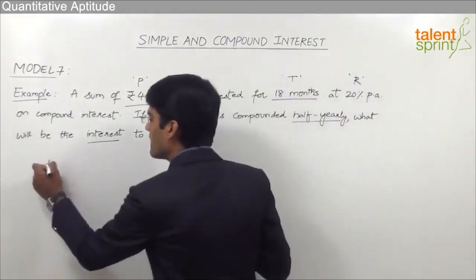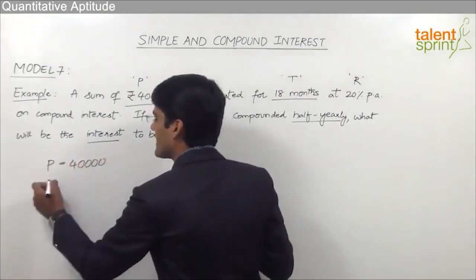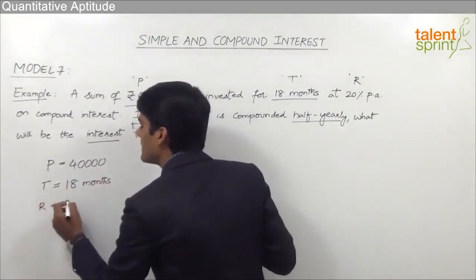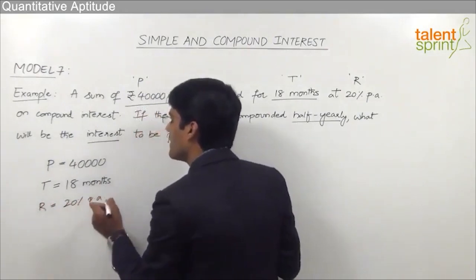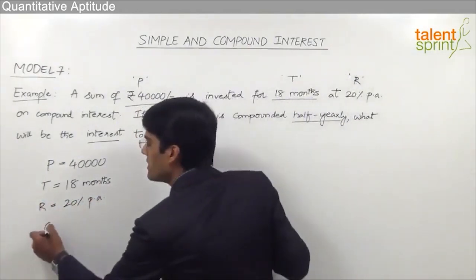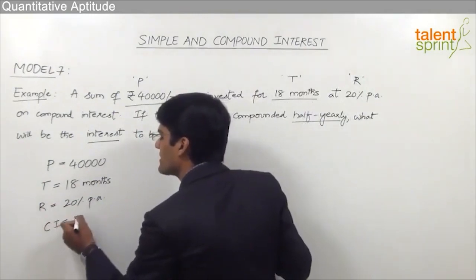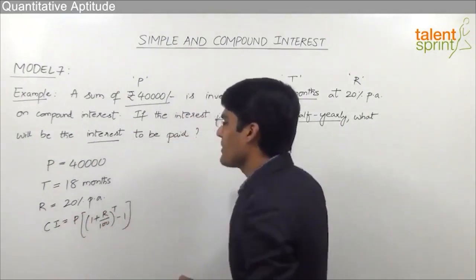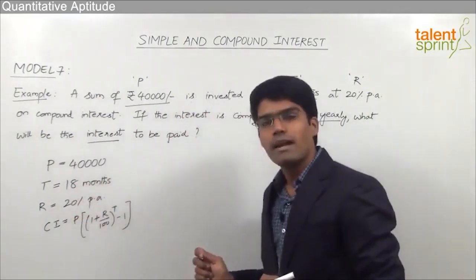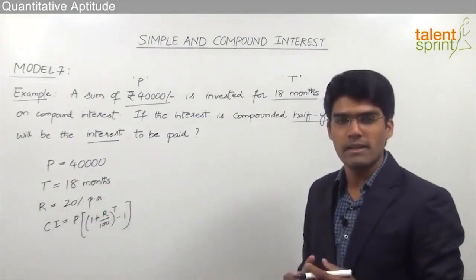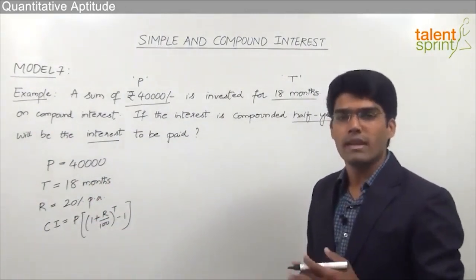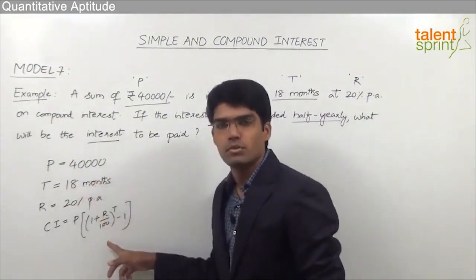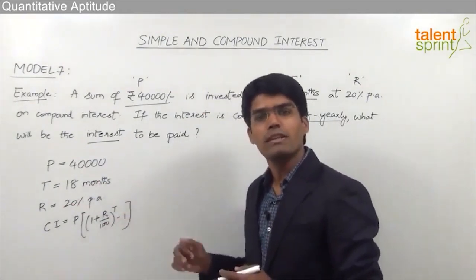So what will be the total interest that has to be paid? As given in the question, the principal is equal to 40,000, the time period is 18 months, and the rate of interest is 20% per annum. And we need to find out what will be the total compound interest. We know that the formula for compound interest is P of (1 plus R by 100) whole to the power of T, minus 1. So by substituting these values in the proper format in the formula, we get the required answer. We have understood that for half yearly compounding, or any other type of compounding other than yearly compounding, we need to change the values that we substitute. The formula remains the same; only the values of T and R would change.